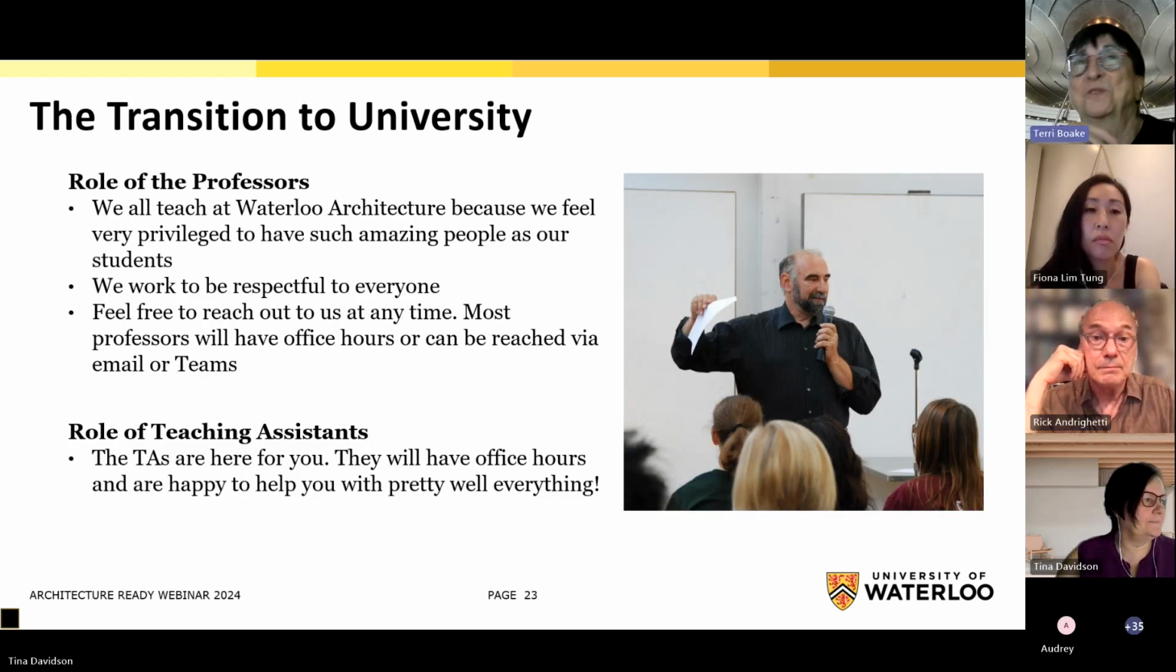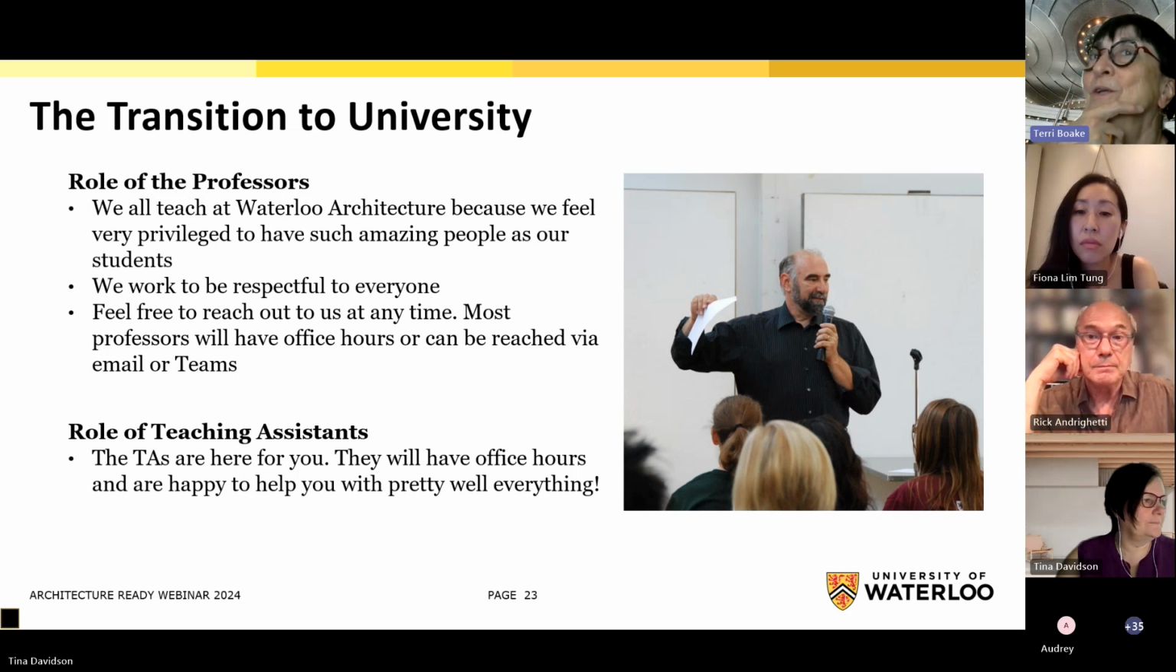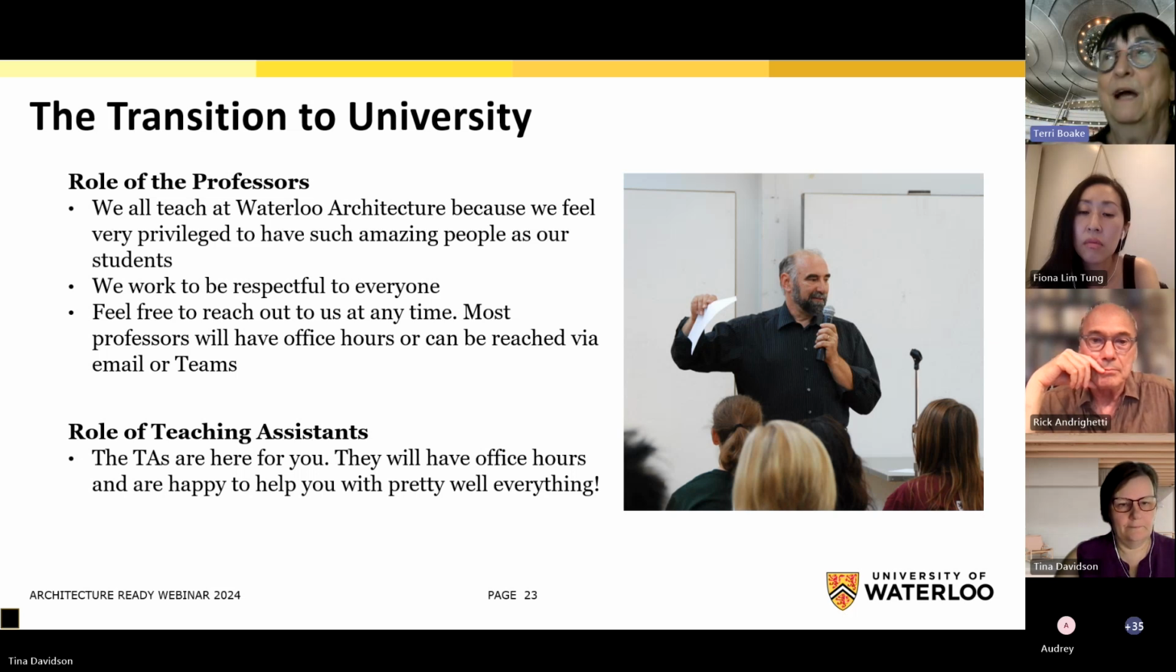What are the professors supposed to do? I mean, we all teach at Waterloo Architecture because we love it, and we are privileged to be teaching students of your caliber. We try to be respectful to everyone. It's a very inclusive place. We have quite a bit of diversity in the student body, diversity in the faculty, and we want it to be a welcoming and effective place. So feel free to reach out to us at any time, whether we're in class, after class, email, Teams. We're all very active and receptive to answering questions.